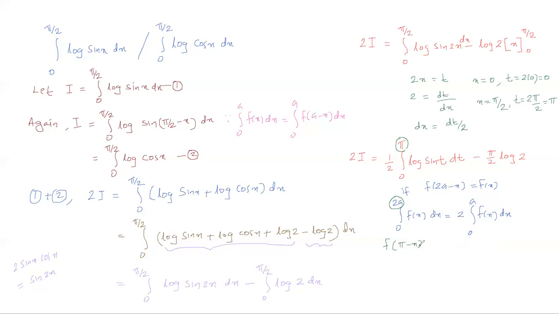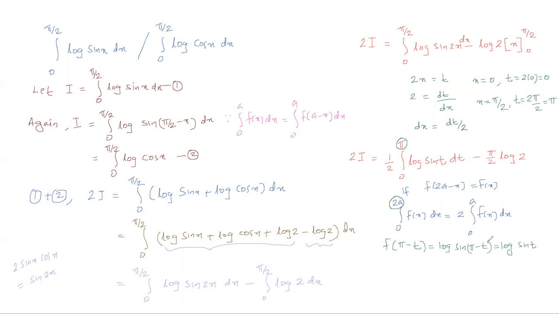Log f of pi minus t, which is equal to log sine of pi minus t. Replacing t with pi minus t gives log sine pi minus t. Since it is pi, sine will not change, so it is sine t itself.